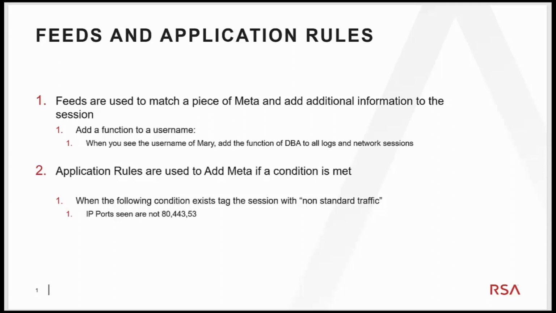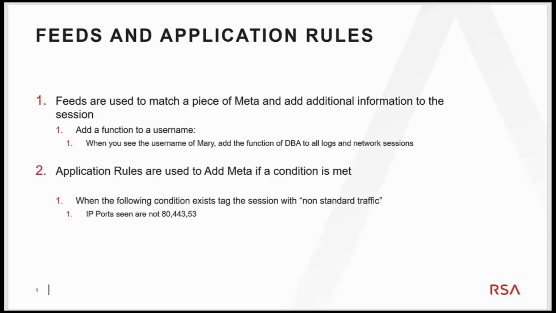Application rules are a little bit different. They're used to add meta if a following condition is met. So for example, I want to tag all non-standard traffic for my organization. My organization allows port 80, port 443, and port 53. I would like to tag the sessions if the communications are on any ports other than that. Once it's tagged, I can then use that data in reports or in ESA.